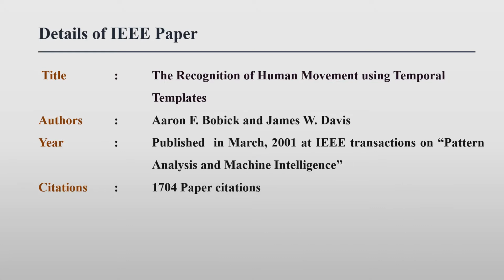Coming to the details of this IEEE paper, The Recognition of Human Movement Using Temporal Templates was published by Aaron F. Bobick and James W. Davis in March 2001 in IEEE Transactions on Pattern Analysis and Machine Intelligence. It has about 1704 citations.